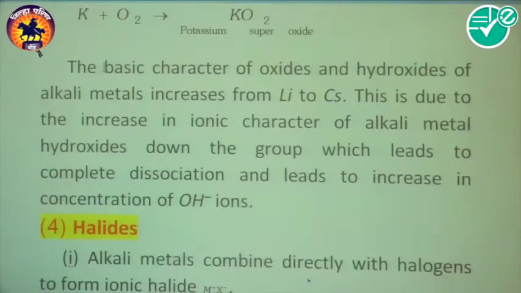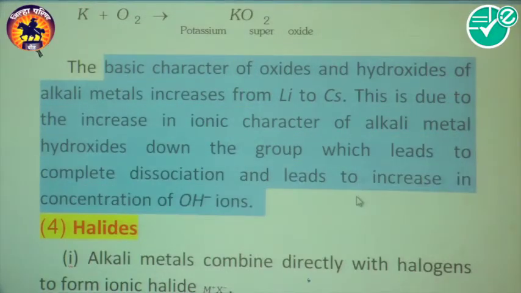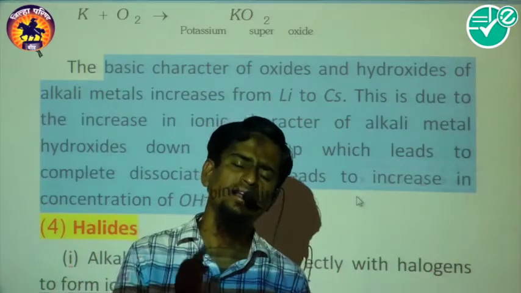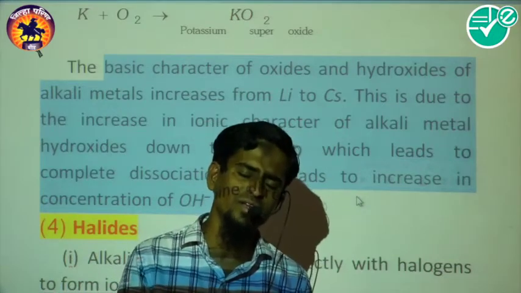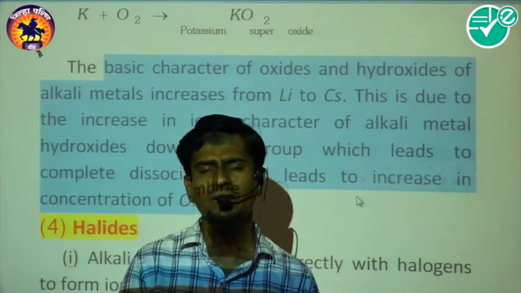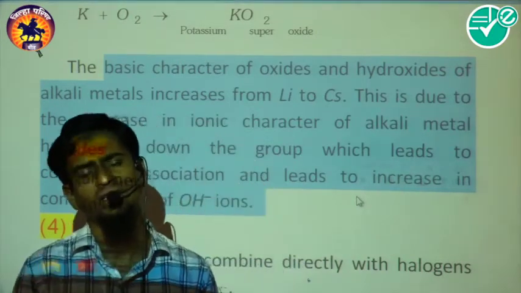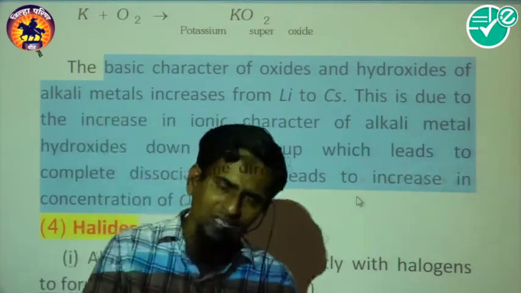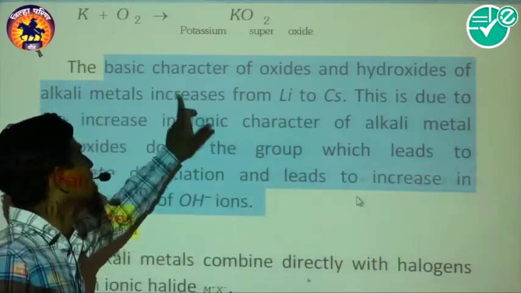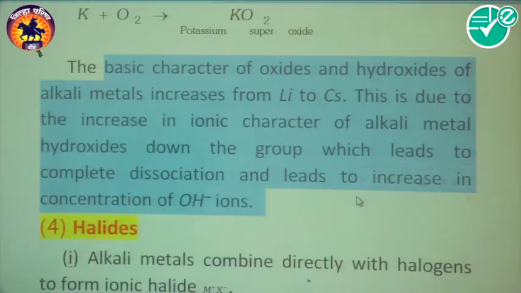As you know, the basic character of these oxides and hydroxides is very strong. In the periodic table, alkali metals are very strongly basic in nature, even as compared to alkaline earth metals. Alkaline earth metals are less basic in nature, but these alkali metals are very strongly basic.